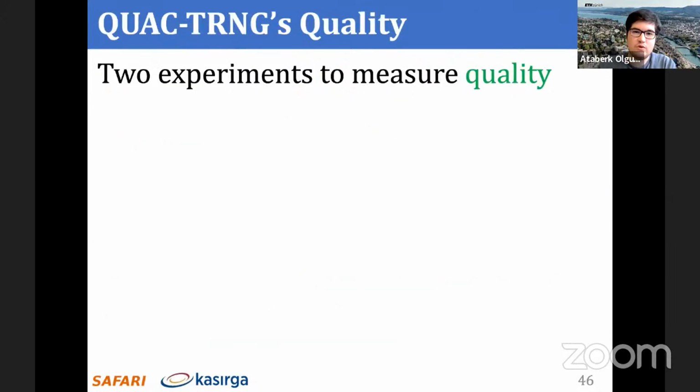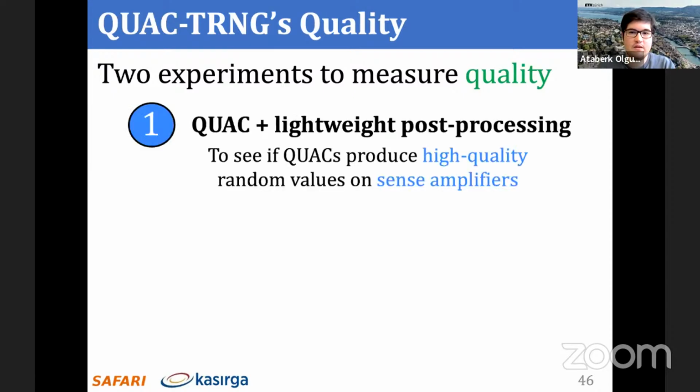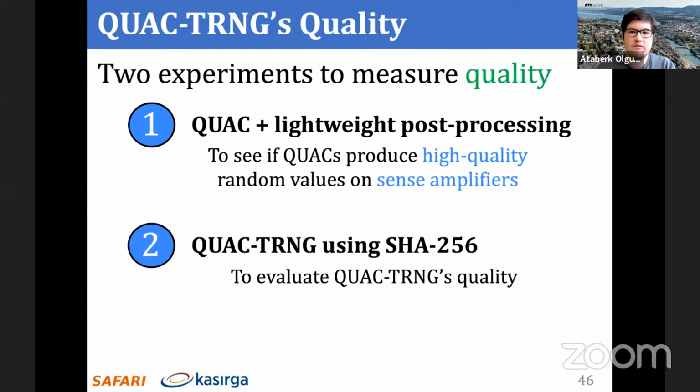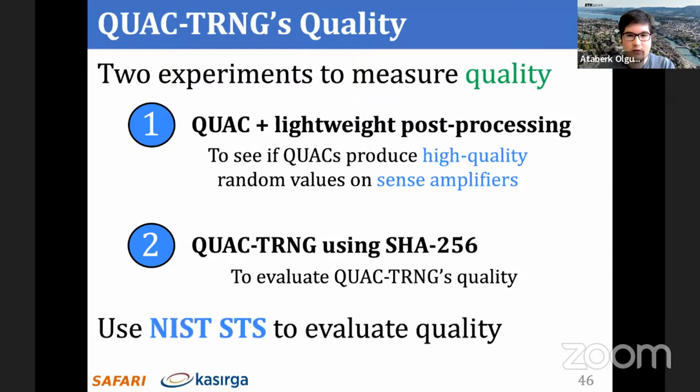And to measure QUAC-TRNG's quality, we conduct 2 experiments. First, we collect 1 megabit bit streams from each bit line in every segment from multiple DRAM modules. And we do this to show that QUAC operations can generate true random values on sense amplifiers. Second, we collect 1 gigabit QUAC-TRNG bit streams using high entropy DRAM segments from multiple DRAM modules to assess the quality of QUAC-TRNG. We input the collected bit streams to the NIST statistical test suite in our evaluation.